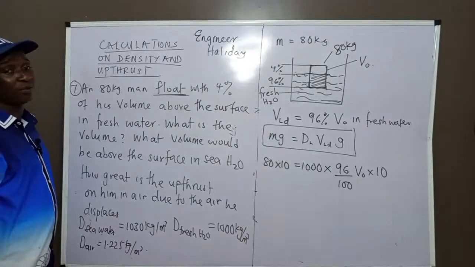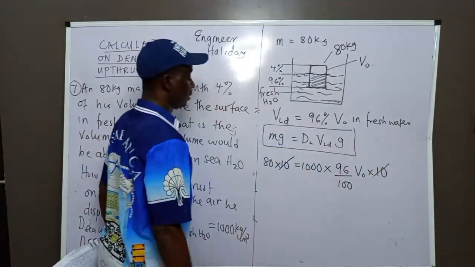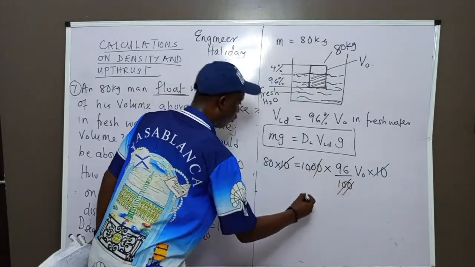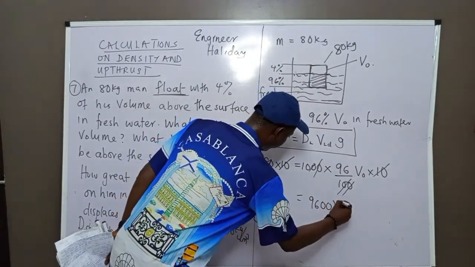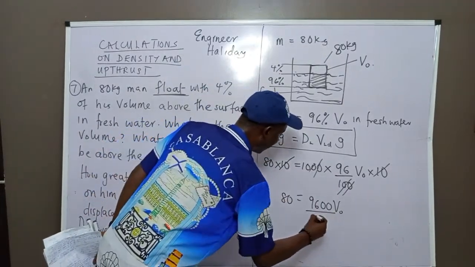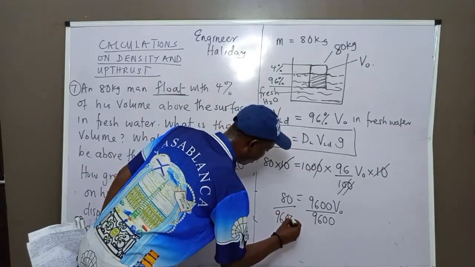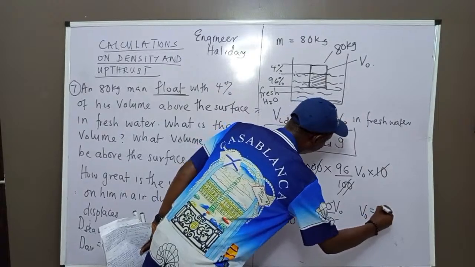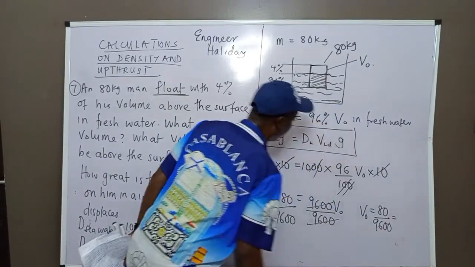Now, when you do that, this one will cancel out this one, then this will cancel this. What we are going to have is 9600 V naught equal to 80. Now, dividing both sides by 9600, the volume of the object is equal to 80 over 9600.